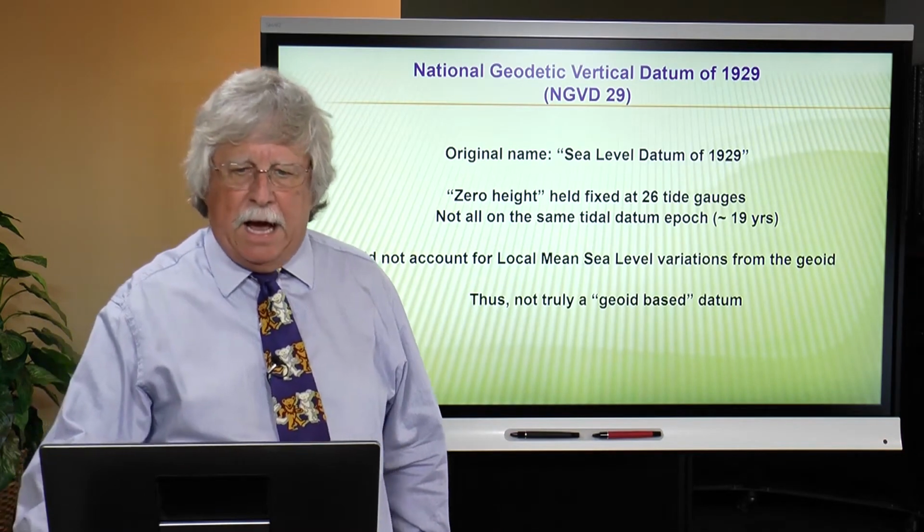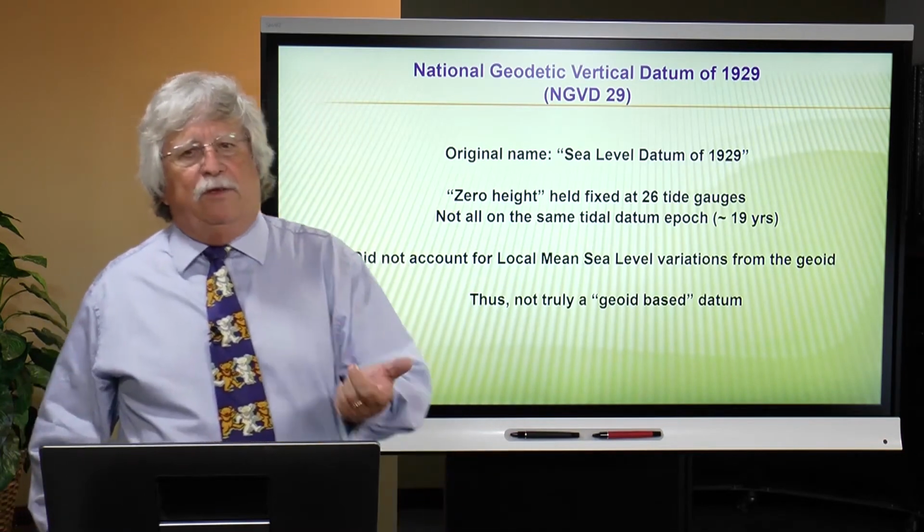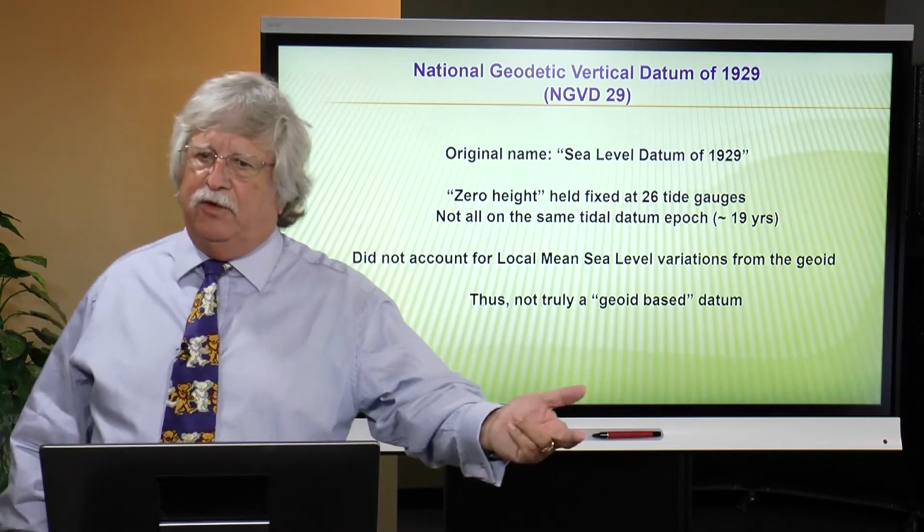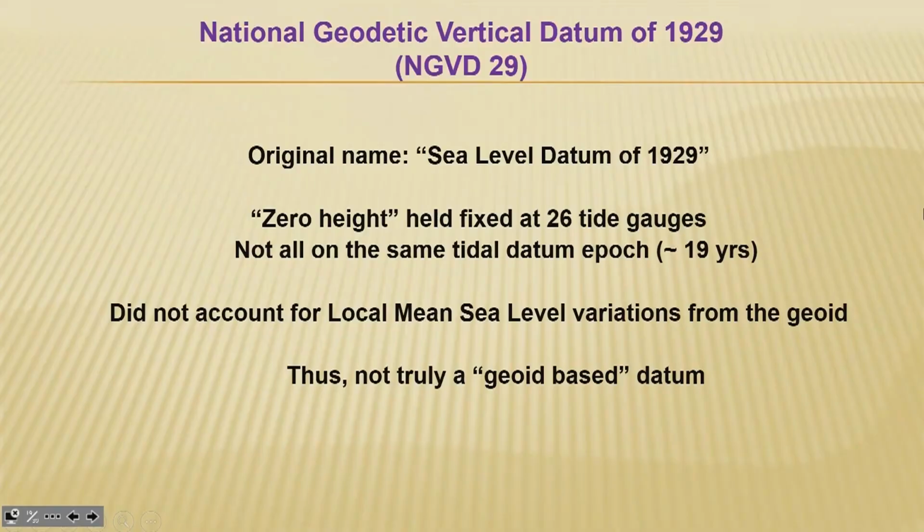So let's highlight our most recent national vertical datum, NGVD 29. It was originally called the Sea Level Datum of 1929. Its zero height, if you will, was fixed at 26 tide gauges. All of them had that full metonic cycle, 19 years. One of the problems was they didn't all have the same 19 years.